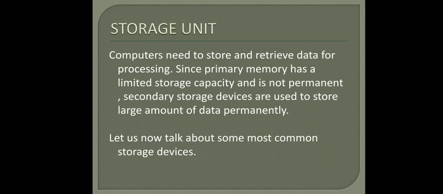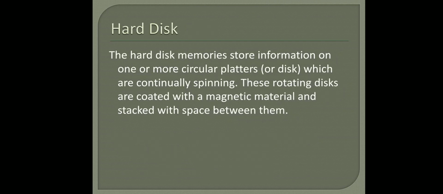Now, as we are going to start today's class, storage unit. This is basically the secondary memory unit, which we use to save the data permanently. In this paragraph I have written, computer needs to store and retrieve data for processing. Since primary memory has a limited storage capacity and is not permanent, that's why we need a secondary storage unit. A few examples of secondary storage units are as follows.